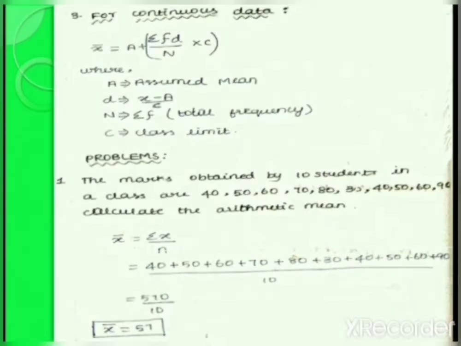The marks obtained by 10 students in a class are given below. Calculate the arithmetic mean. In this question, we have individual observations. So we have to use the raw data formula, which is x bar is equal to summation x divided by n. The given data are our x values. So we have to find the sum of x, which is we have to add all the data. So we will get 570, divided by n, the total number of students, 10 students obtained the marks. So n is equal to 10. So 570 divided by 10, which is 57. So our arithmetic mean is 57.